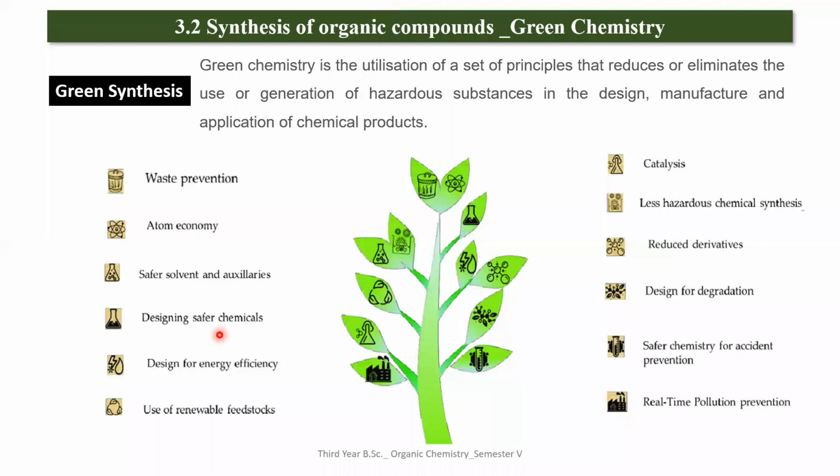Okay. Next one is designing for safer chemicals. So the chemicals should be designed to prevent agricultural and marine food wastage. Most of the organometallic pesticides and weedicides are necessary.